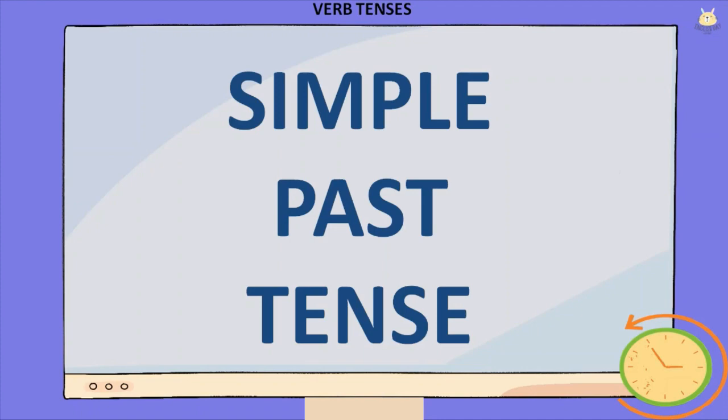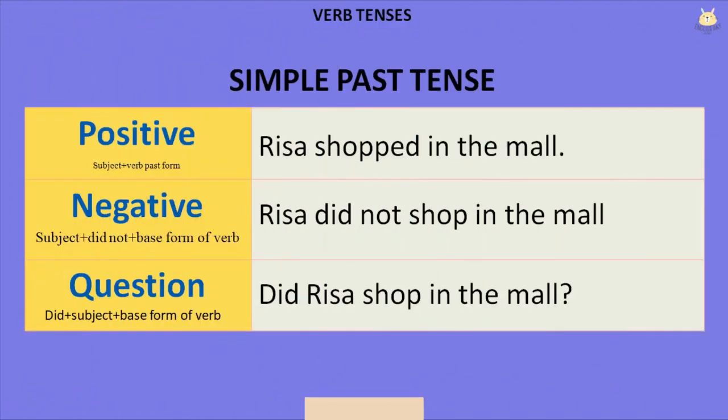Today we are going to learn about the simple past tense. Let us first learn the structure of this tense. To form the positive or affirmative sentence, we begin with the subject plus the past form of the verb. For example, Risa shopped in the mall. As you can see, our verb is in the past form. We need to add -ed to make it past.